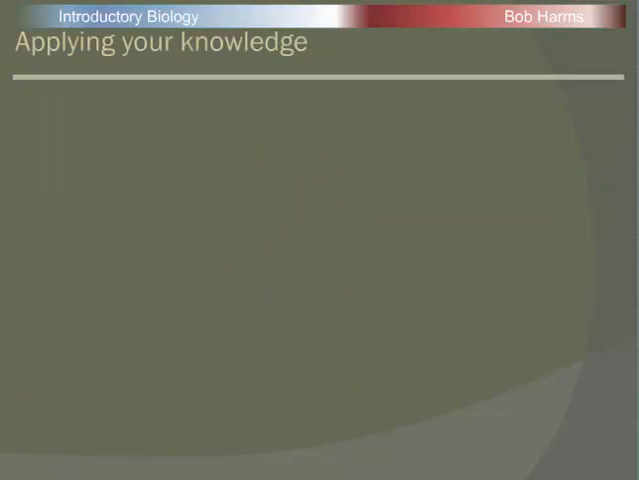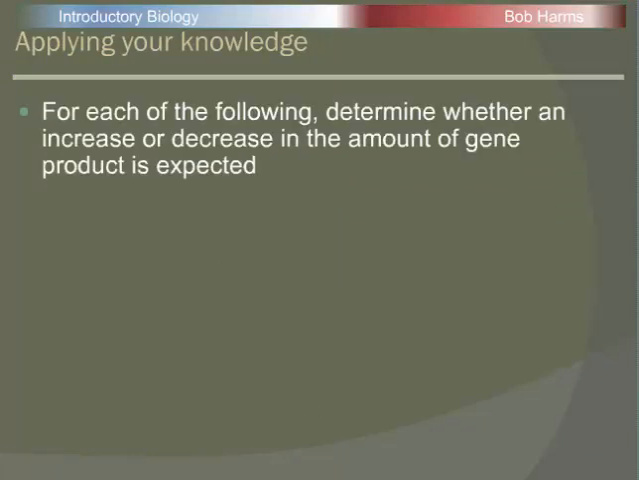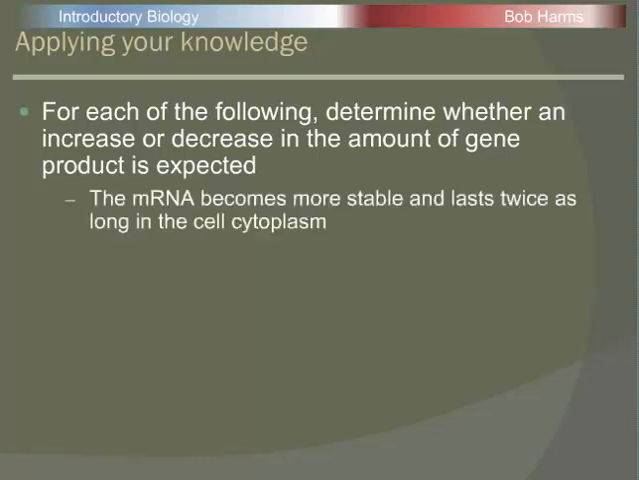So for example, let's take some of this information and just apply it. I've got three examples of what might happen in a cell, and I want you to think about each of these and how they would impact gene expression, how much protein is being built. For one example, let's say messenger RNA, which normally lasts maybe at the most 24 or 36 hours in a cell, is more stable, and it was to last twice as long in the cell cytoplasm without degrading. How would that impact our gene expression?